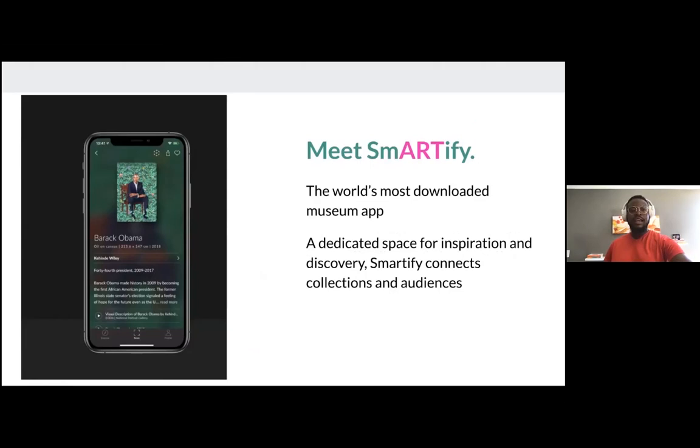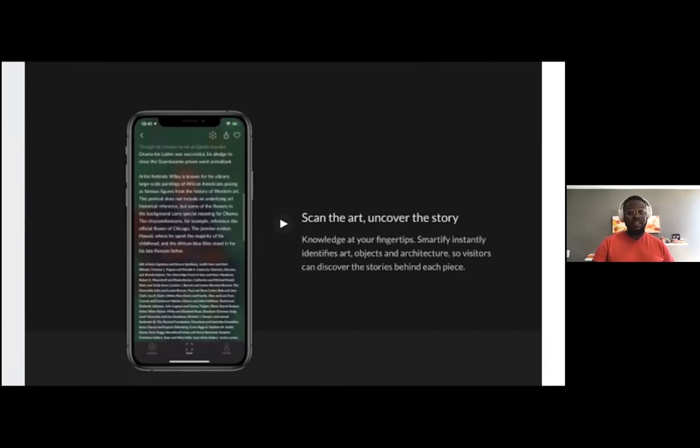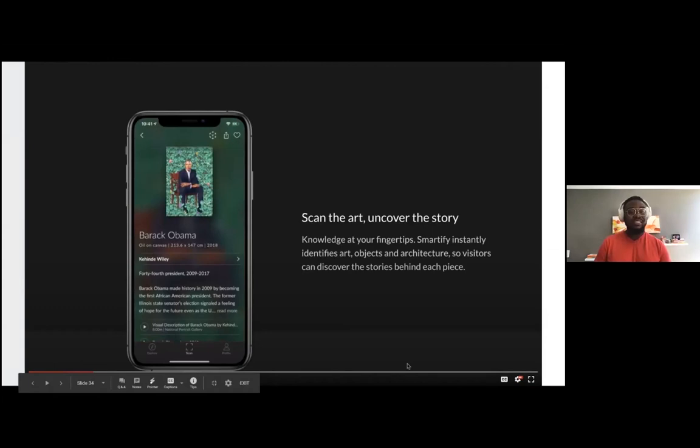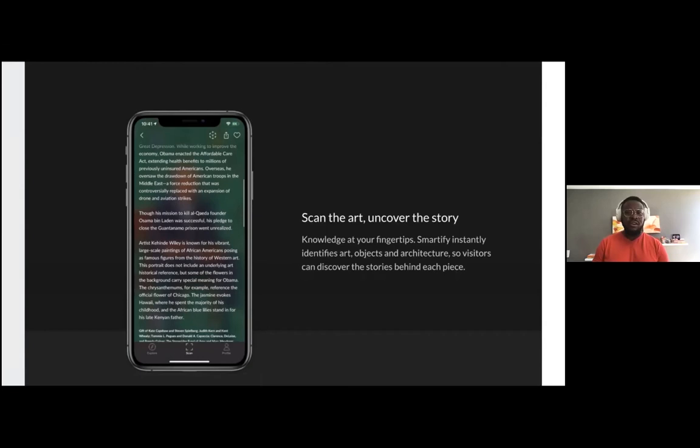Another app with a similar premise is Smartify, described as the world's most downloaded museum app and our final case study of the day. This app is brilliant, and you don't have to take my word for it. See for yourself. The video doesn't have audio, but just watch how quickly the artwork is identified and how the story is presented, how much information is in there.